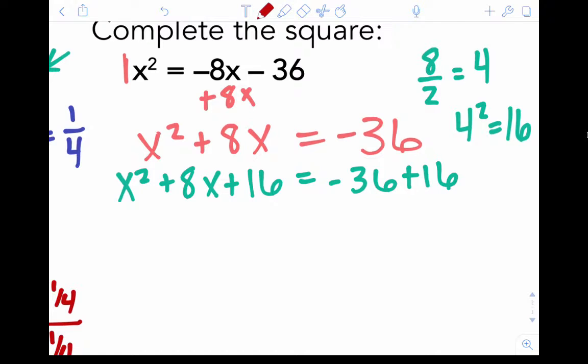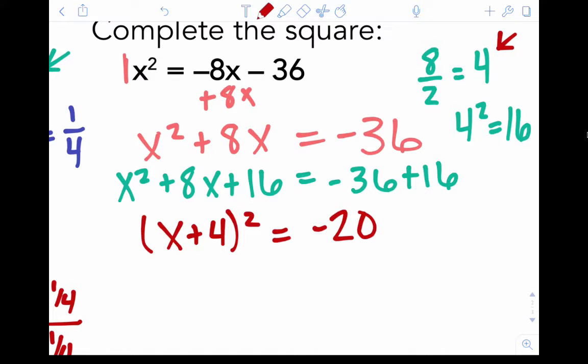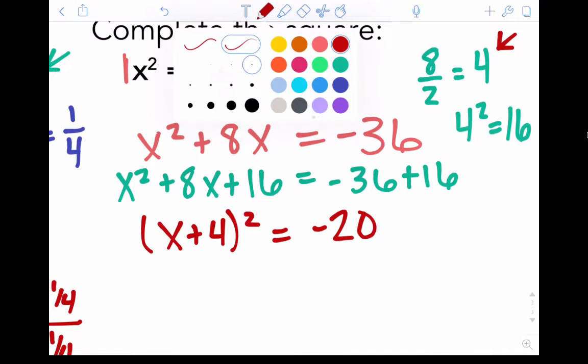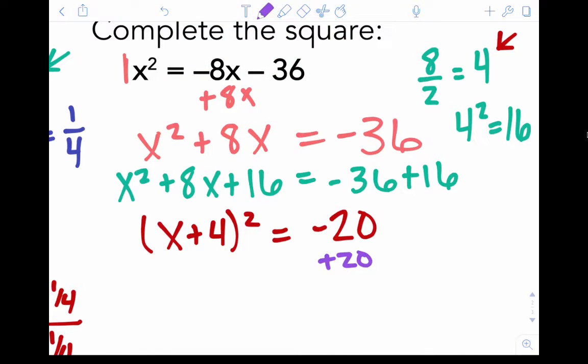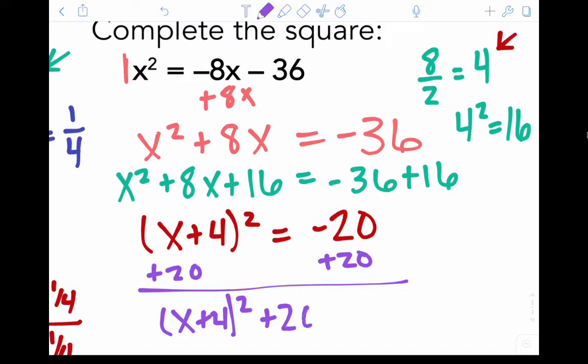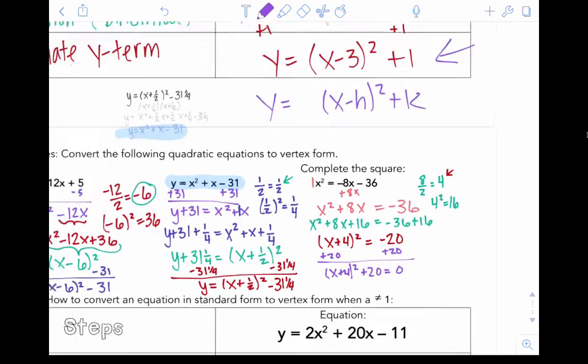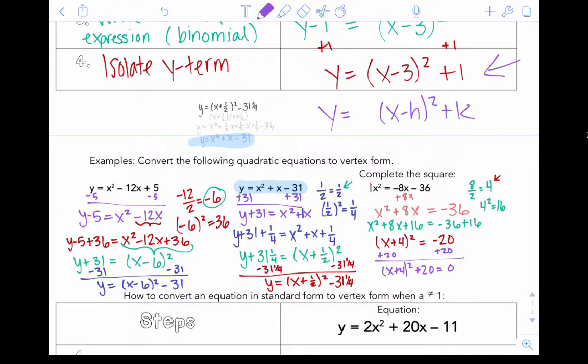Now I need to write this as a squared expression, as that binomial. So I'm going to use my number right here. So I have x plus 4 squared equals negative 20. And then to complete this, I'm going to add 20 to both sides. So I have x plus 4 squared plus 20, and that's just going to be equal to 0. And that's all I need to do on this one. All right, so that completes the first part of this.